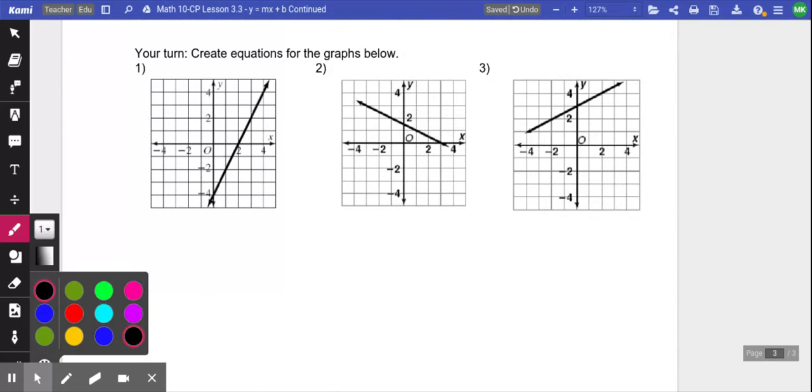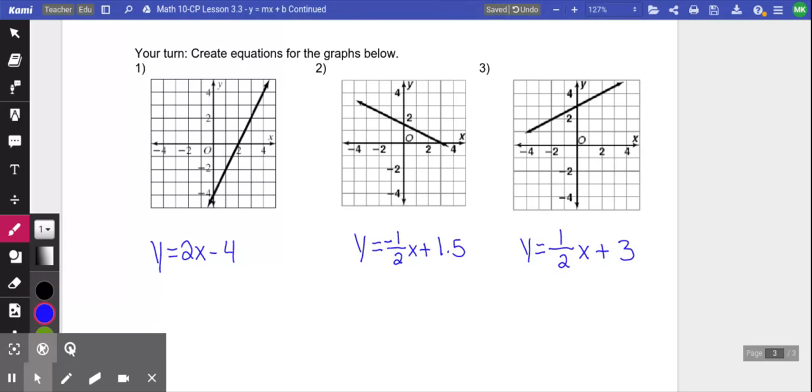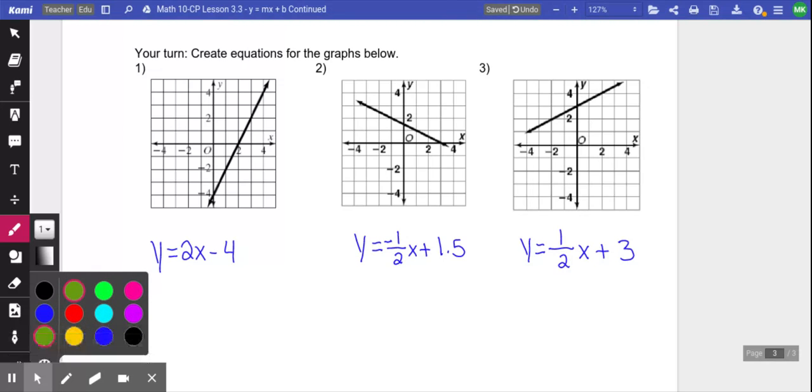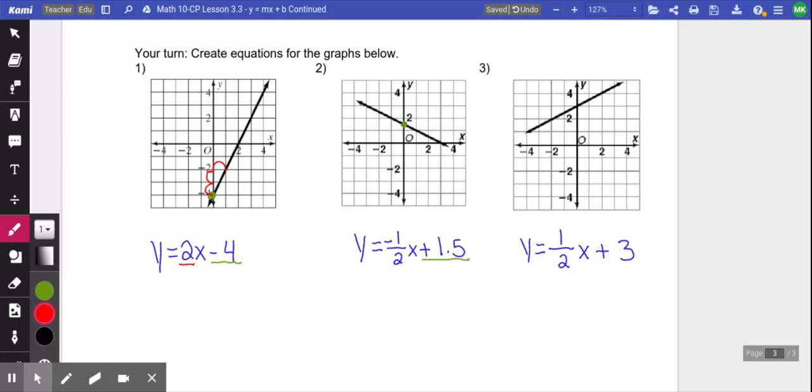There's 3 questions here. I want you to pause the video and then try them. Awesome. If you did these questions, these should be your answer. If you look at the first one, negative 4 is my y-intercept. My slope is 2, so up 2, 1, 2 over 1. Perfect. The second one, 1.5 is my y-intercept, and we're kind of estimating. And my slope is down 1 over 2, so negative 1 over 2.